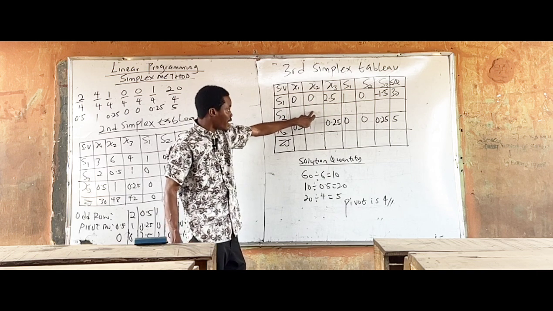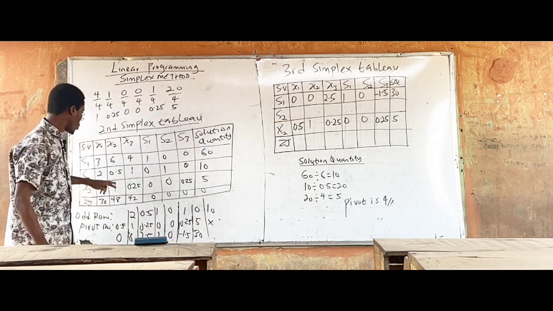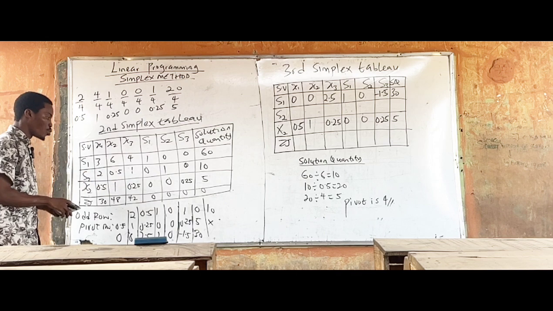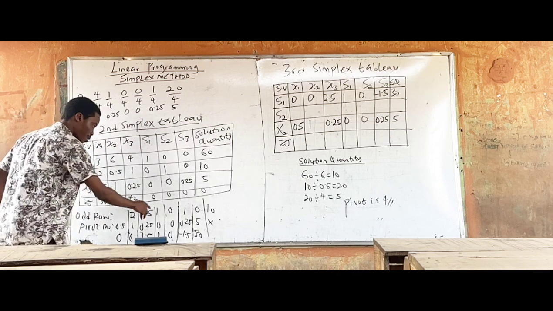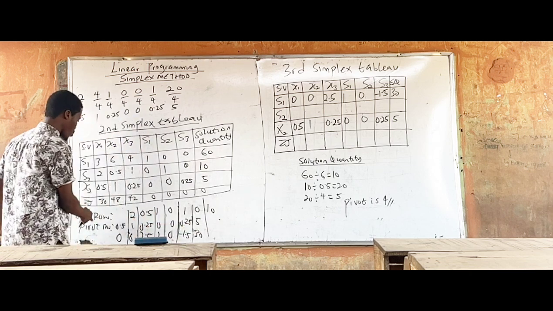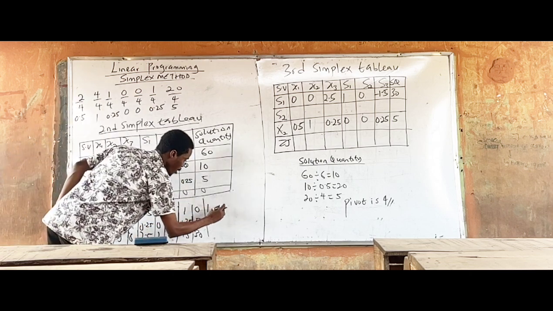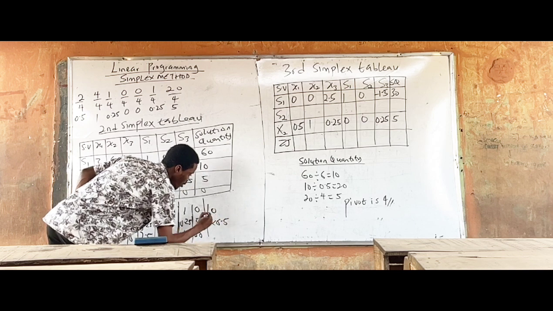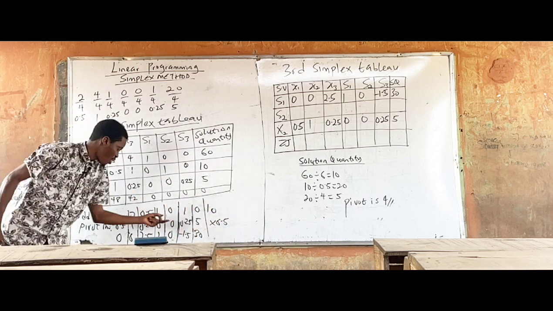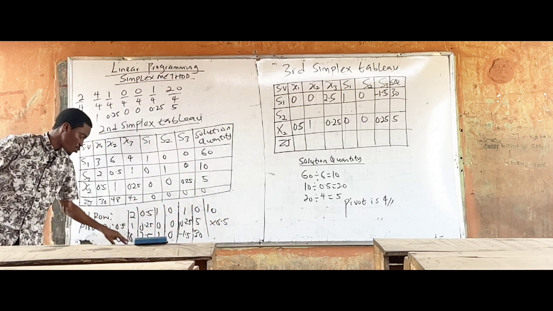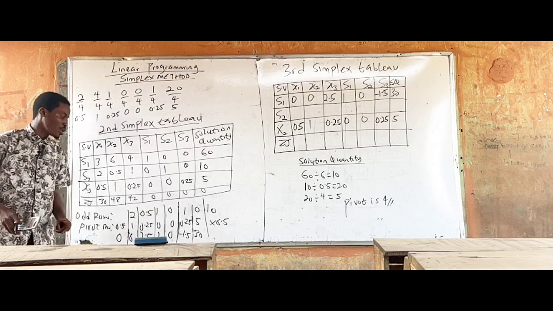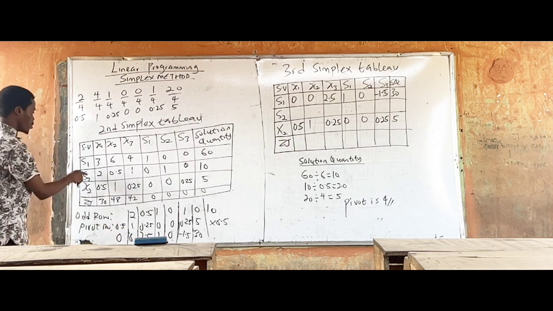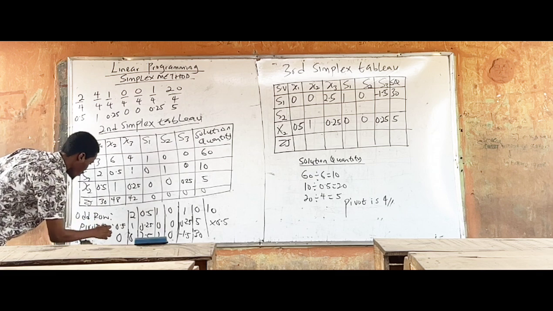The element here is 0.5. I want to make it 0. It means I'm going to multiply all the elements in the pivot row. I'm going to multiply my pivot row by 0.5. The reason is that if I multiply 0.5 by 1, and then subtract, I'm going to get 0.5. So my pivot row here is 0.5.